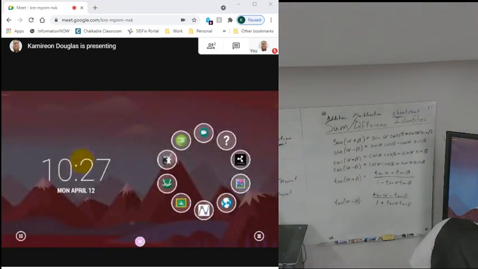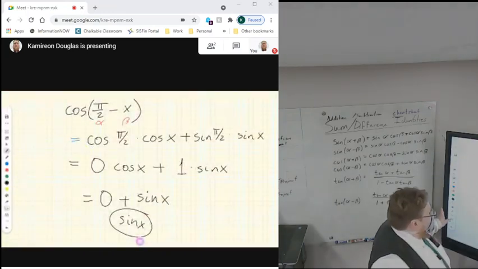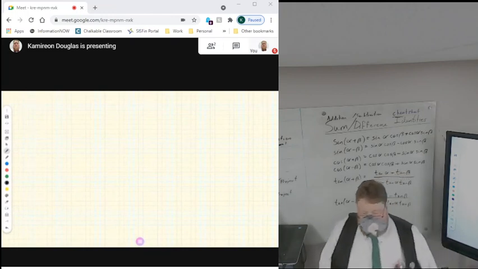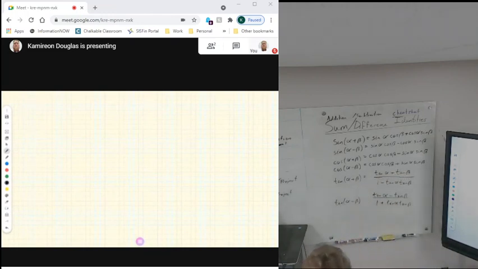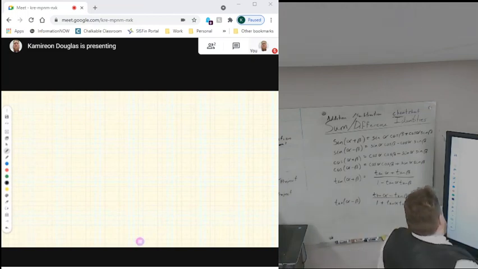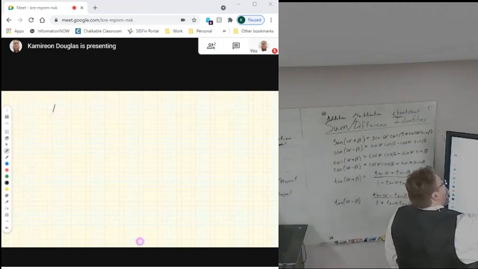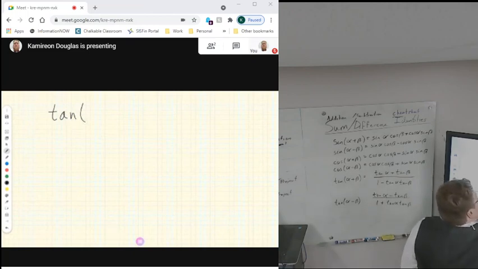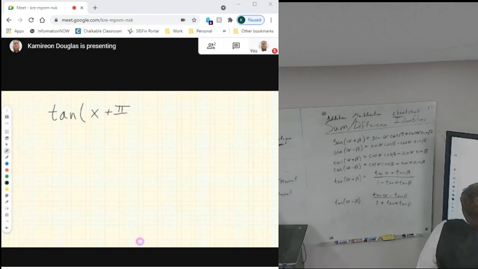These are the longer ones. Usually, I'll try to pick a nice value. Let's see. No, I can't pick a nice value. What? Tangent of x plus pi over 3.